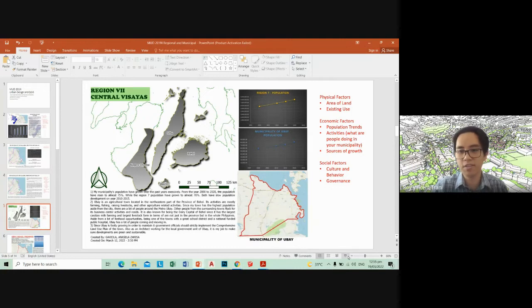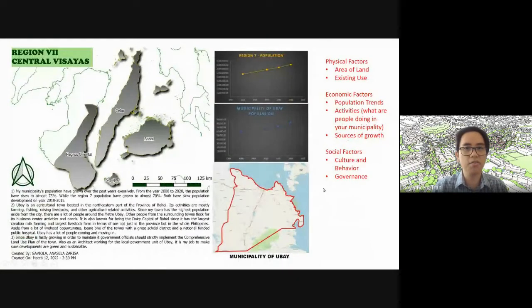Okay. Next we have the Region 7 municipality of Ubai. This is by Anasela. Sorry, I'm a bit dyslexic. Anyway, so what are the physical factors here? We're looking at Region 7, the municipality of Ubai.